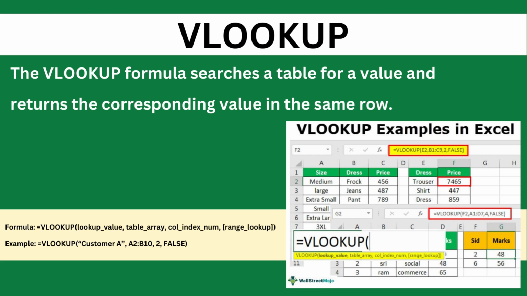The VLOOKUP formula searches a table for a value and returns the corresponding value in the same row. For instance, if you have a list of customers and their phone numbers and wish to search up a customer's phone number, you can use the VLOOKUP formula to locate the phone number in the list.